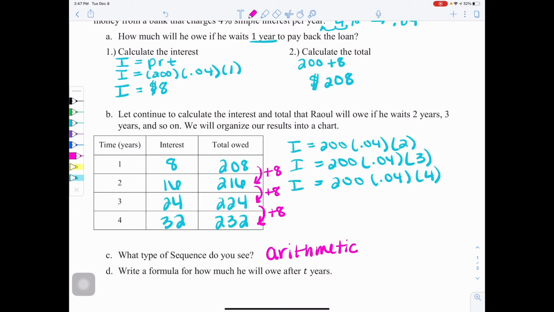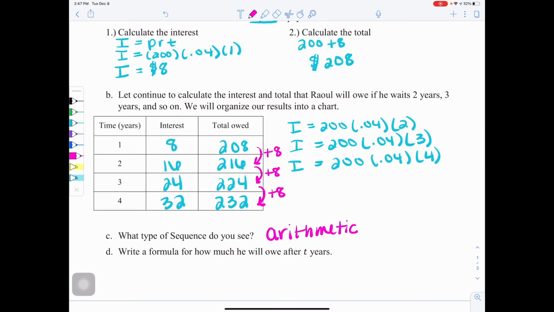In part D, write a formula for how much he will owe after T years. So we want to have a setup that will show us no matter what we plug in for the time, it will give us the total amount owed when done. So a formula we're going to write as a function. It's a function of time. The time will be put into the function for a total.